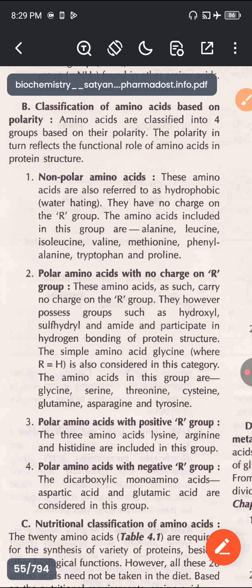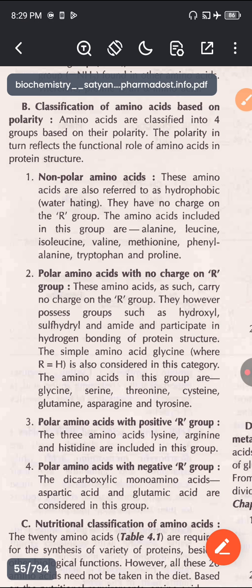So we have non-polar amino acids. These amino acids are referred to as hydrophobic amino acids. When we say hydrophobic amino acids, let's just say water-hating amino acids. They don't like water. They have no charge on their R group. These amino acids include alanine, leucine, isoleucine, valine, methionine, phenylalanine, tryptophan, and also proline.